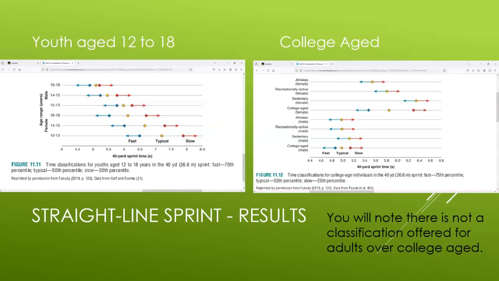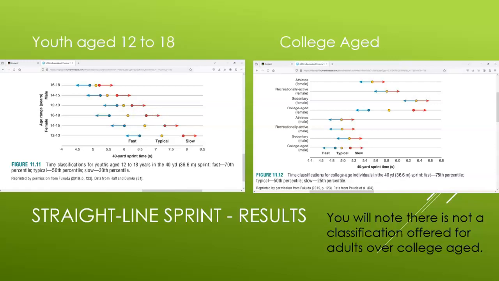But let's just take for instance. Here we have somebody who's 16 to 18 years old and say they run a 5.5 40-yard dash. They would be considered fast. Somebody who would run a 6.7-ish up to 7.2, they would be considered slow.